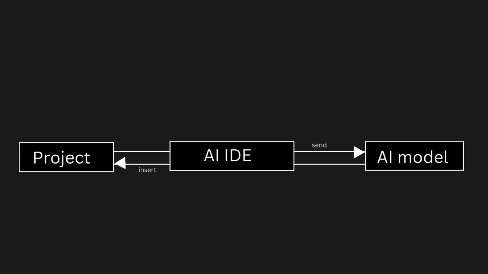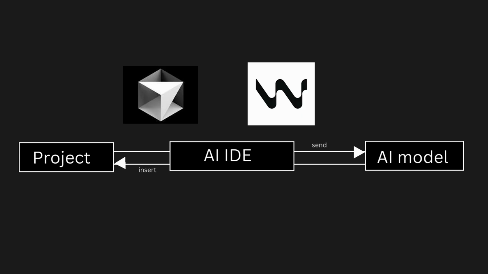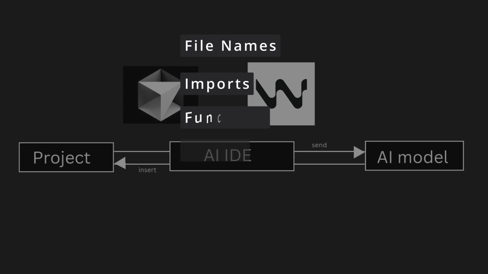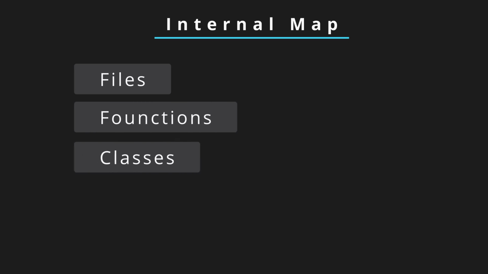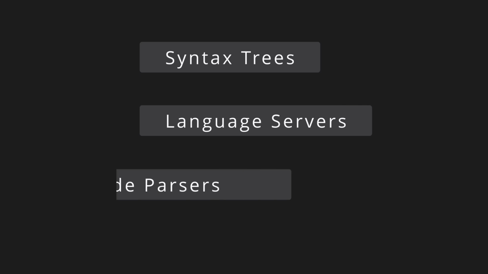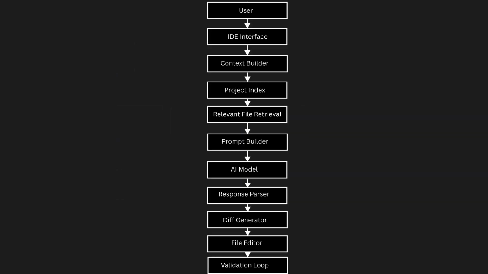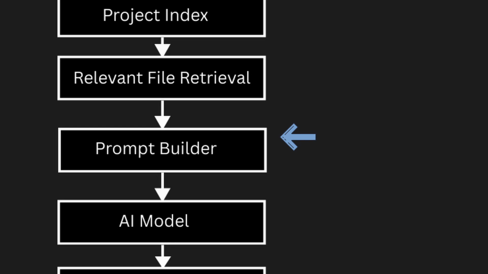When you open a project in tools like Cursor or Windsurf, the editor scans your entire code base, reading file names, imports, functions, classes, and comments to understand how the project is structured. This process is called code indexing. The editor builds an internal map of the code base, identifying files, functions, classes, and the relationships between them using tools like syntax trees, language servers, and code parsers. Once this map exists, the IDE can quickly locate where functionality lives inside the project.